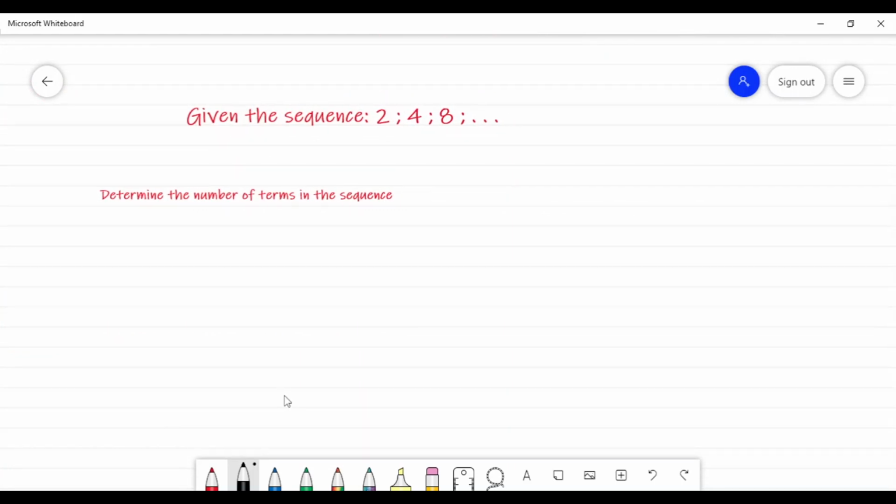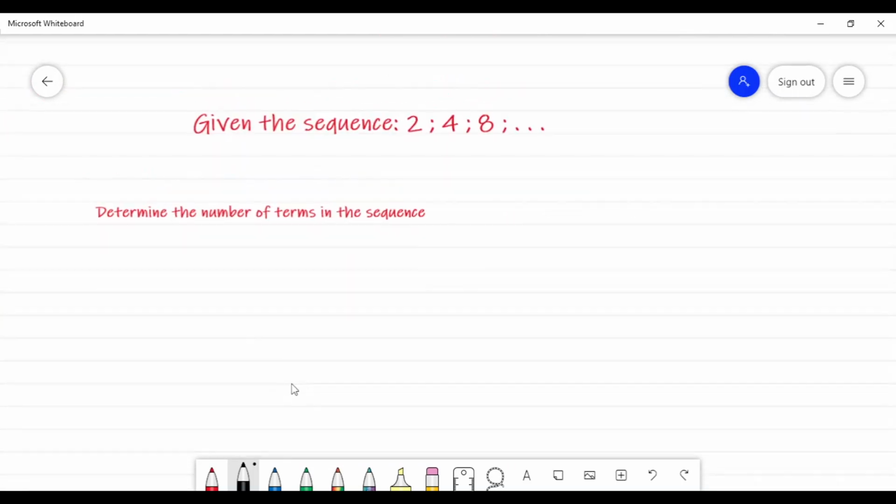If you're given a sequence like this, 2, 4, and 8, and they want you to determine the number of terms in this sequence, the first thing we need to ask ourselves is, what is this question asking us? It wants us to determine the number of terms in the sequence. How do we determine the number of terms in the sequence?